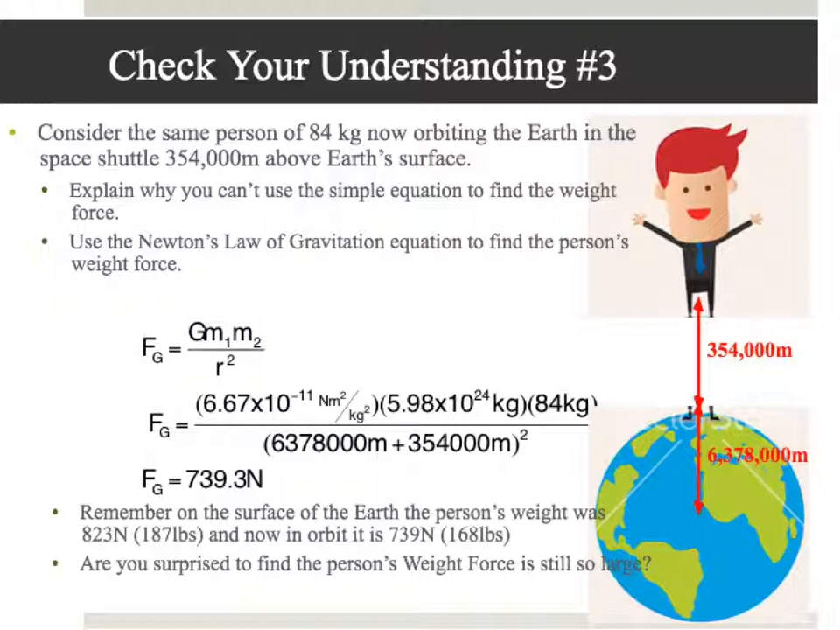So if we go ahead and work this through, you do G, M1, M2, so you do the mass of the Earth, the mass of the person, divided by the radius of the Earth as well as that distance, so this total distance added together, and then square it. And you get a weight of 739.3 newtons.